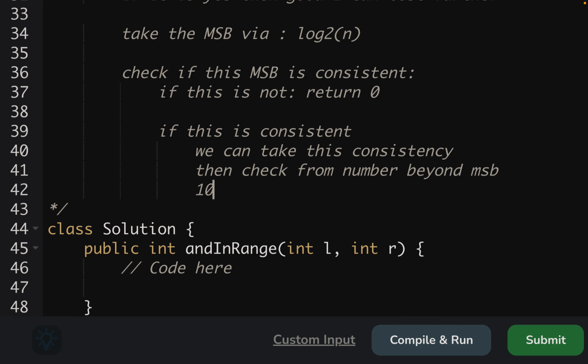So if I'm having a number like 1100, then I know that the MSB is consistent. I'll take out that 1 from the start and I'll check for 100, because I know that this 1 is consistent and will always contribute. So far so good. The next check would do the same thing: it checks whether this number is consistent or not, and if yes, then it checks the next one, and so on and so forth.